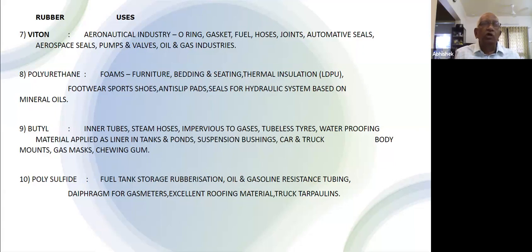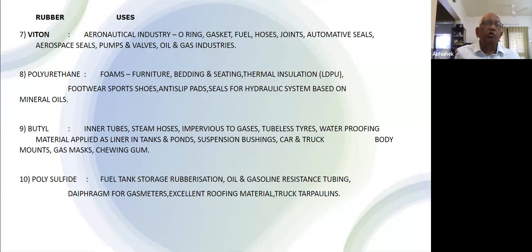Viton, that is fluorocarbon rubber, is again used for what are called specialty polymers or specialty rubber, where the cost is also very high, but at the same time it is worth using for temperatures more than 250 degrees centigrade. It can withstand 270, 280. It is used in the aeronautical industry for making o-rings, gaskets, fuel hoses, joints, automotive seals, aerospace seals, pumps and valves, and in the oil and gas industry.